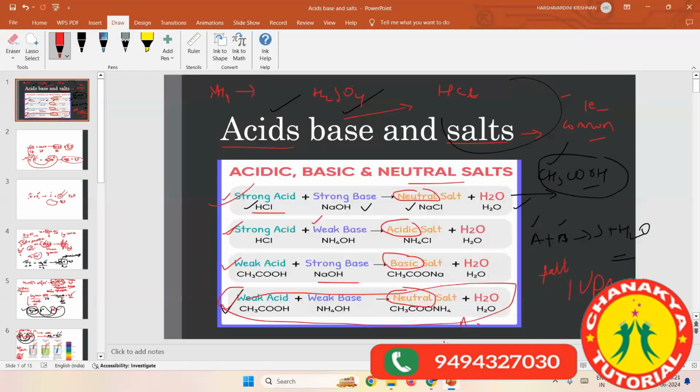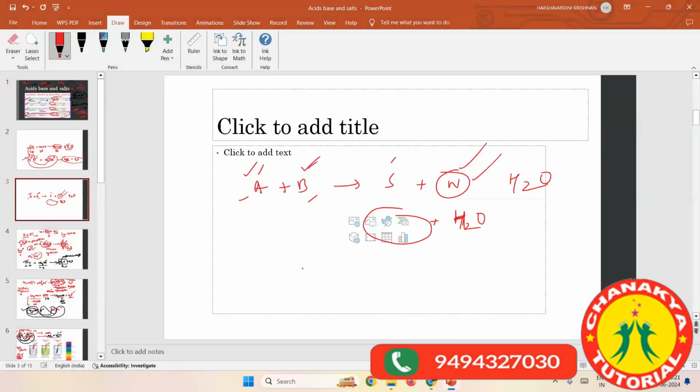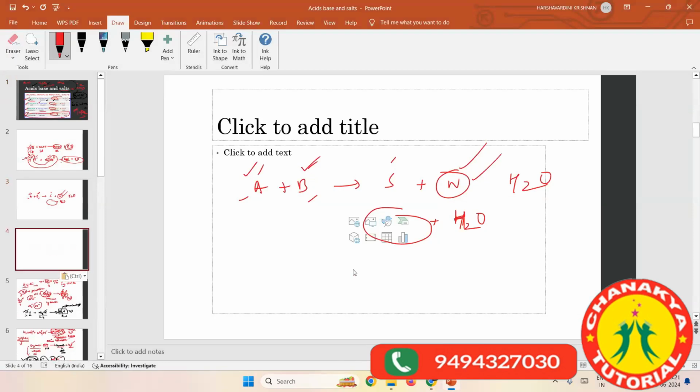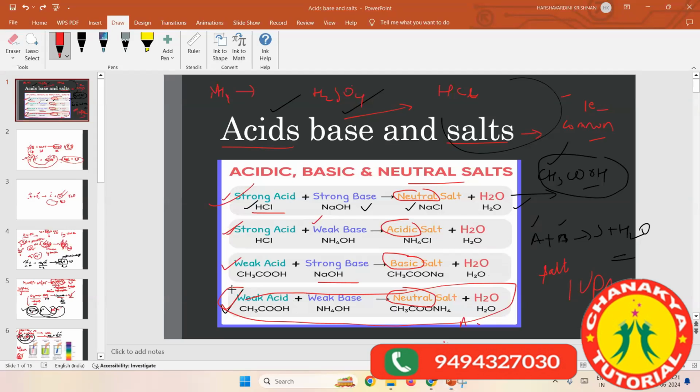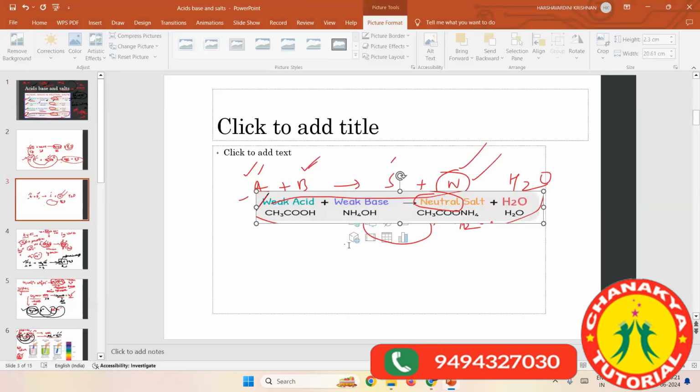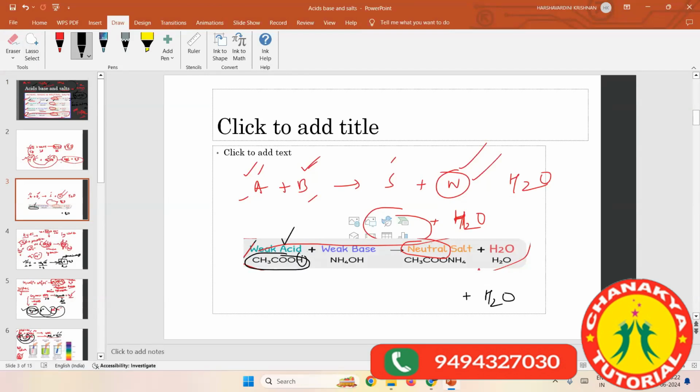For example, we can take this one. CH3COOH and NH4OH, which we will take. So we'll take this one, CH3COOH. So we know that for sure water will be the output. Water means always from the acid one H will go, okay, and from the base one OH will go. Correct? Yes, ma'am. People understanding? Yes, ma'am.